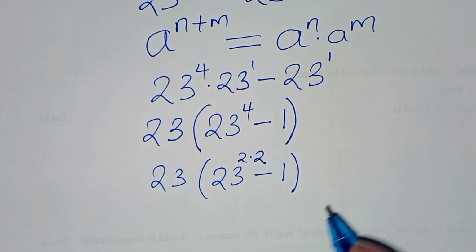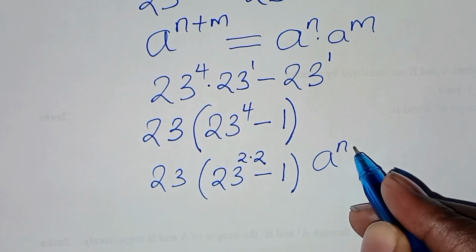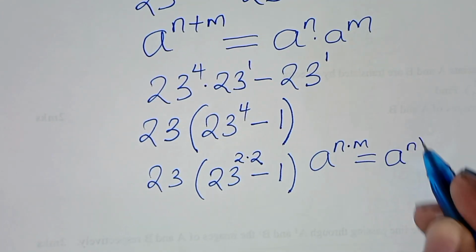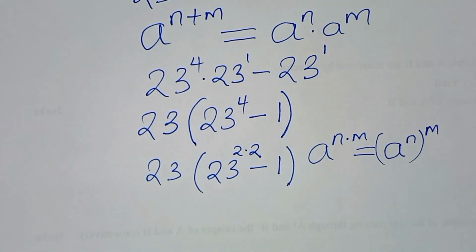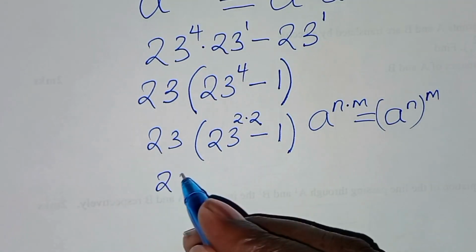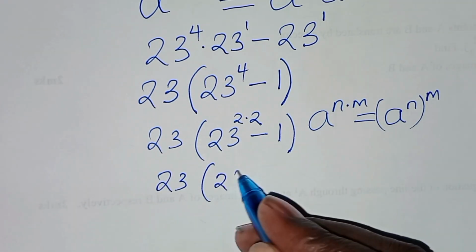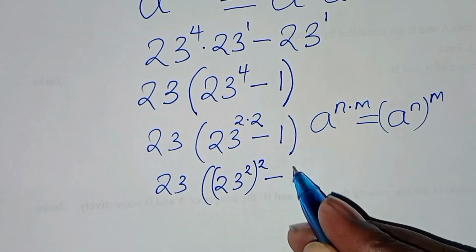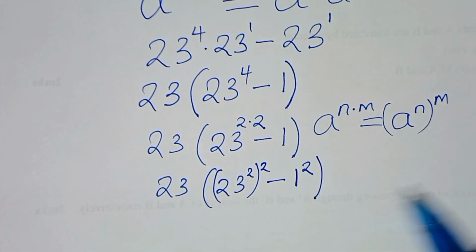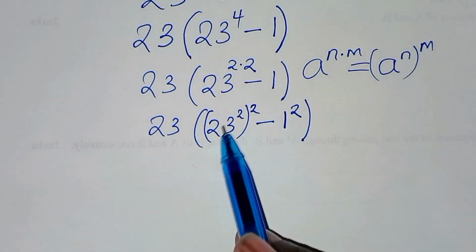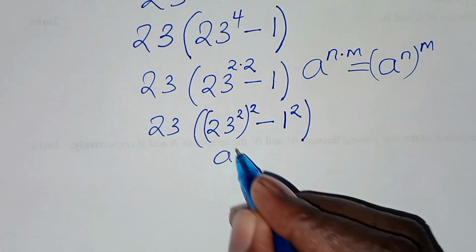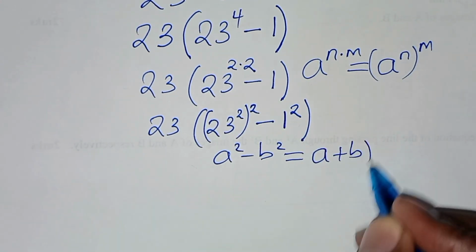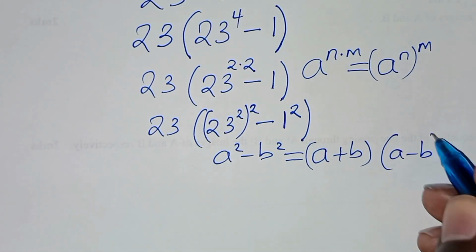Now, if you have a to power n times m, this can be expressed as a to power n raised to power m. So here we can express 23 to power 4 as 23 squared raised to power 2. Subtract 1, which is the same thing as 1 squared. Now, what we have in the parentheses is in the form of a squared minus b squared, which we can express as a plus b, a minus b.